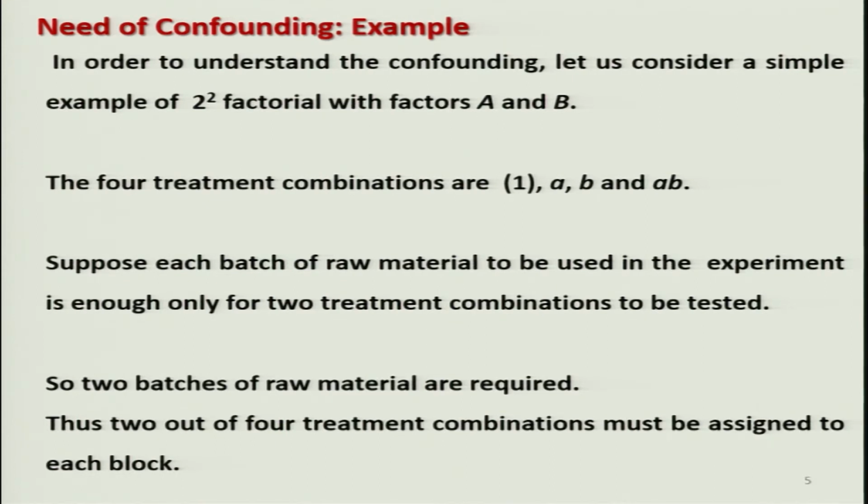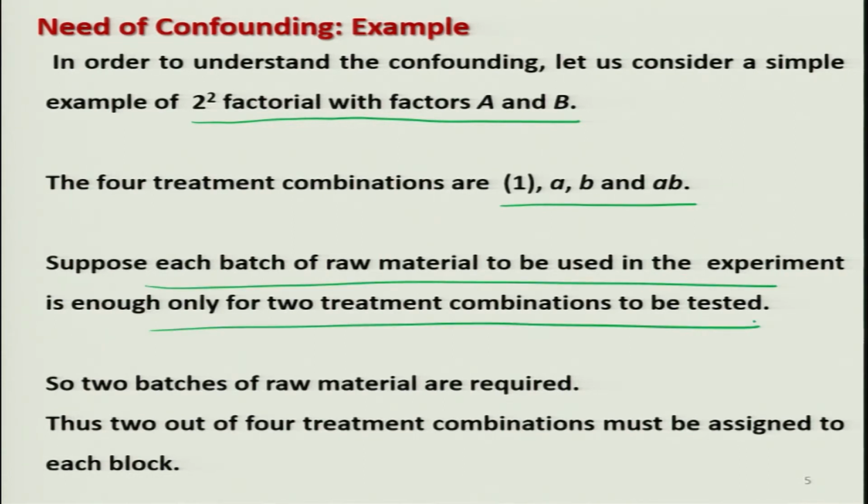So we first consider what confounding is, and in order to understand it we consider a very simple setup of a 2 square factorial experiment which has two factors, capital A and capital B. As we know, there are going to be 4 treatment combinations, indicated by 1, A, B and AB, and suppose each batch of the raw material to be used in the experiment is enough only for 2 treatment combinations to be tested in a block. For example, if you go for the complete factorial, you will need 4 plots in which you give all the 4 treatment combinations 1, A, B and AB.